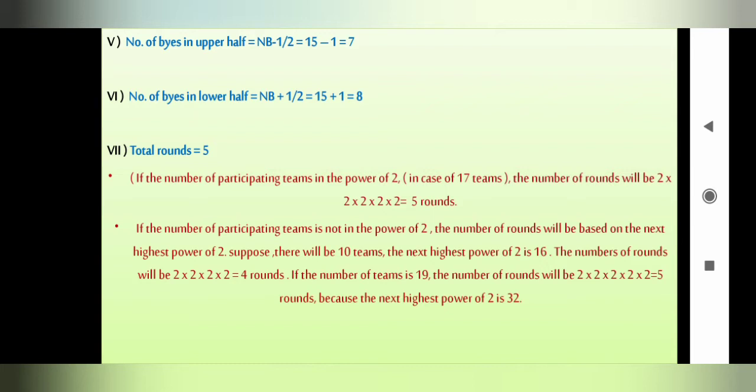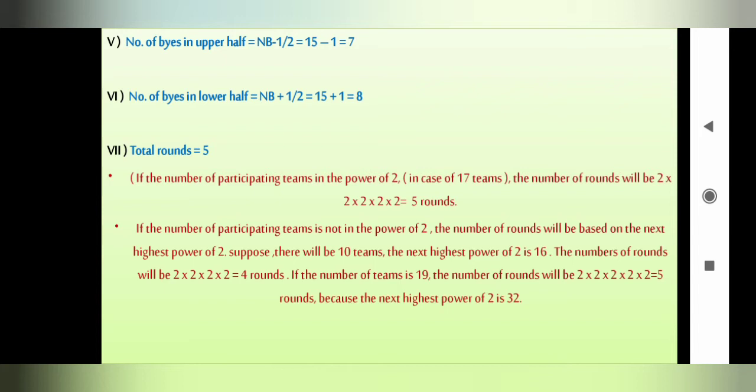Okay, and the second point is if the number of participating teams is not a power of 2, the number of rounds will be based on the next highest power of 2. Suppose there are 30 teams, the next highest power of 2 is 32, so the number of rounds will be 5 rounds. Okay, so we are using here 5 powers of 2, so there are 5 rounds.